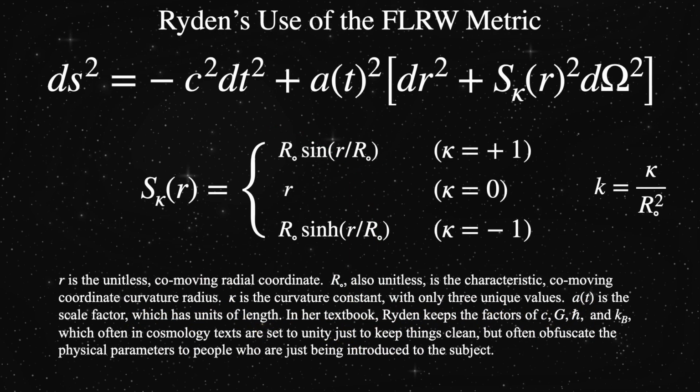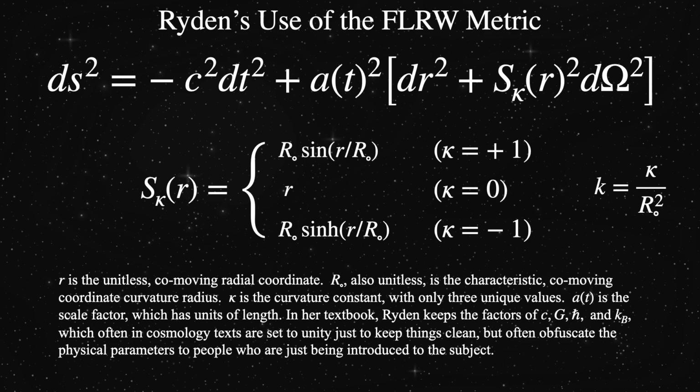Before we do that, let's just lock in what metric we're going to use with this textbook and for the rest of the series. This is Ryden's Friedmann-Lemaitre-Robertson-Walker metric form, and the little r is a unitless co-moving radial coordinate. Big R naught, also unitless, is the characteristic coordinate curvature radius. Kappa is the curvature constant with only 3 unique values. A of t is the scale factor, which has units of length.